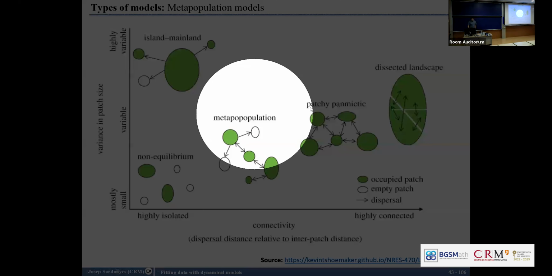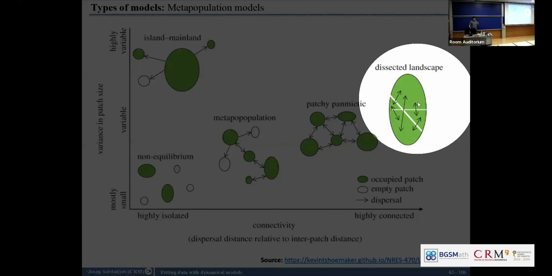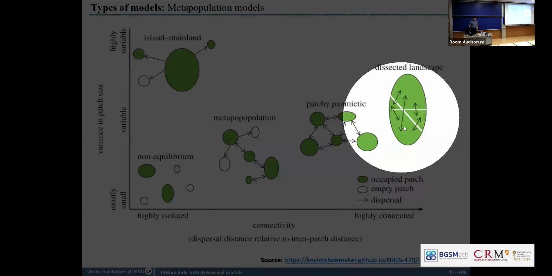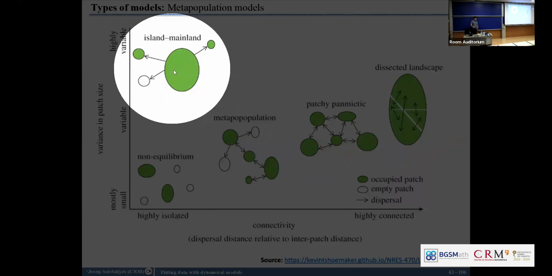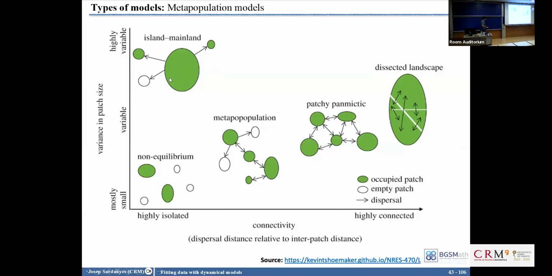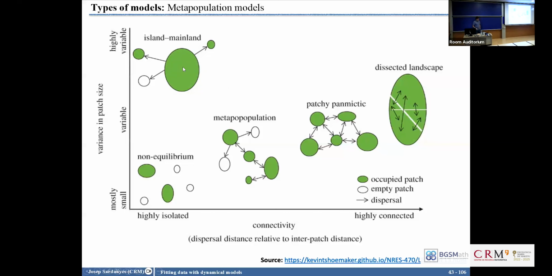We also have other examples, like the dissected landscape, in which we have a single patch that has some barriers inside, and species can colonize. And then we have a very famous model, the island-mainland model, in which we have a main source, and some islands that receive this population. In this kind of system, usually the population in the bigger area is persistent and abundant, and it's very difficult for it to become extinct, but it has these reservoirs.